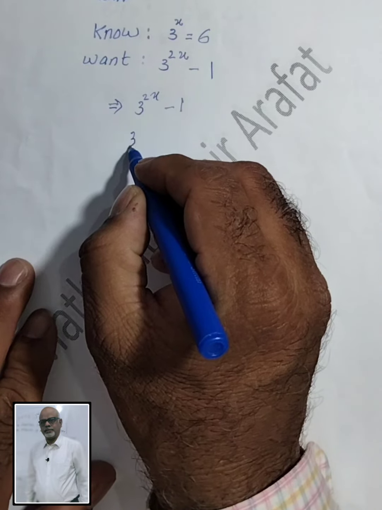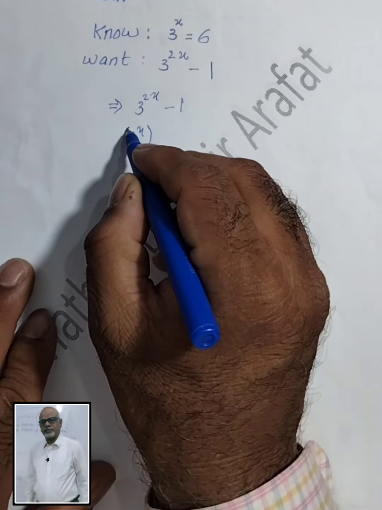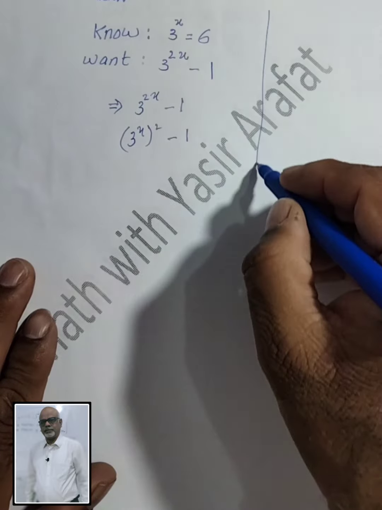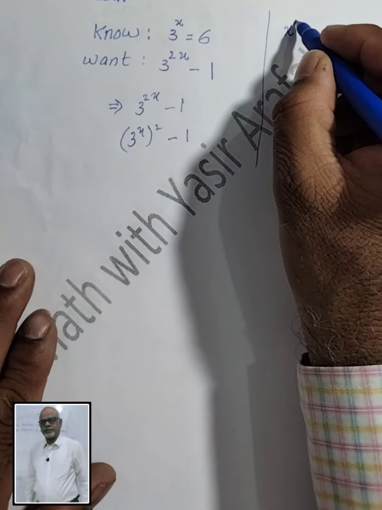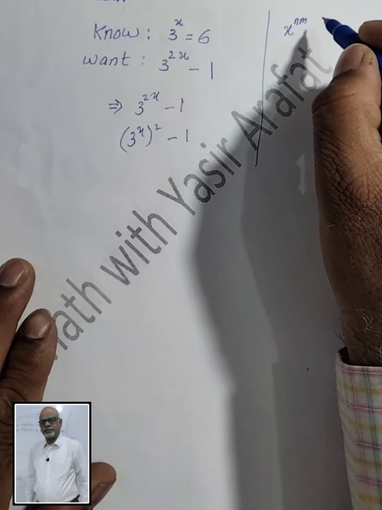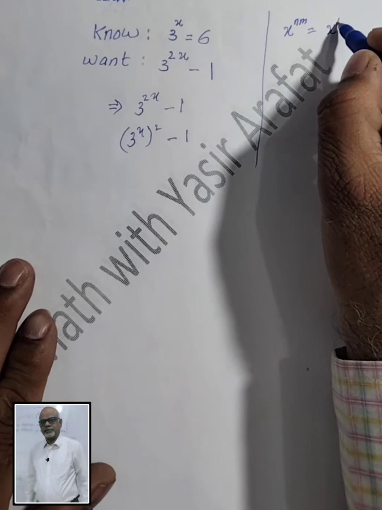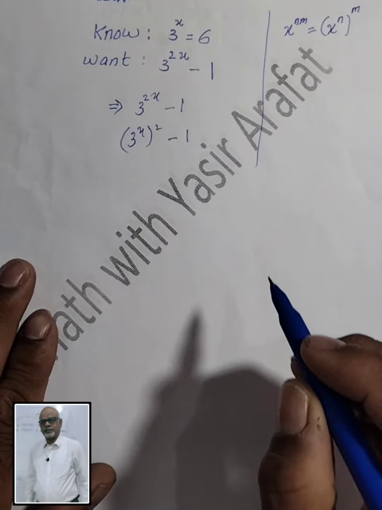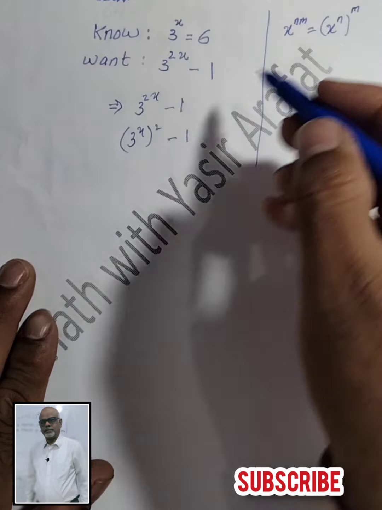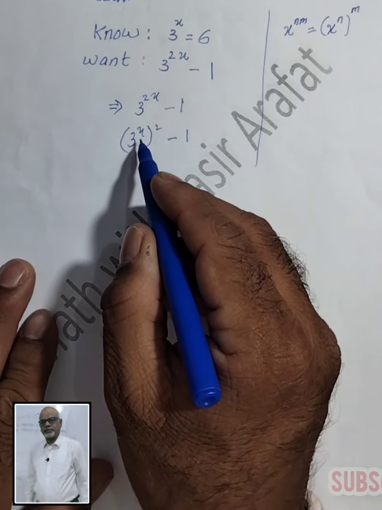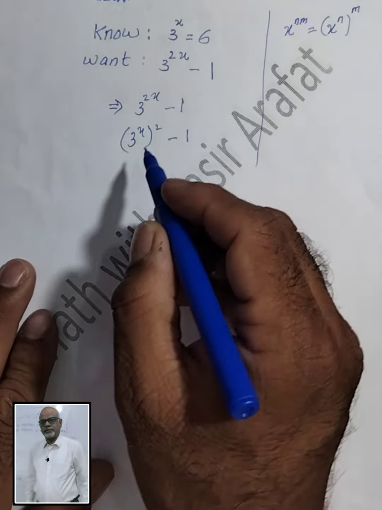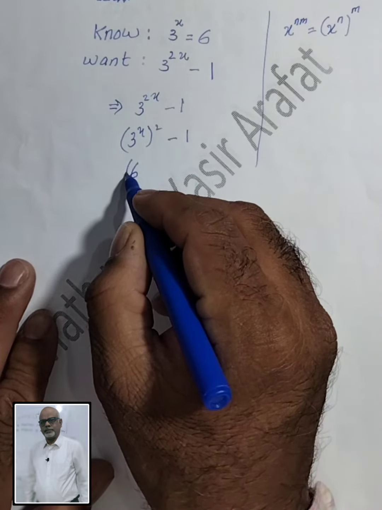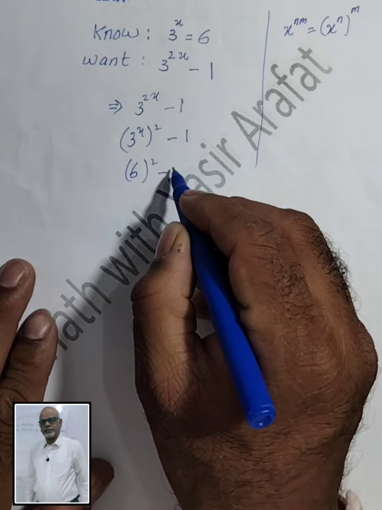We can write here 3 power x to the whole power 2, because if we have x power n to the power m, it can be written in this form: x power n, whole power m. So here we have to apply this rule. This is 3 power x to the whole power 2, and what is the value of 3 power x? 3 power x is equal to 6. So this is 6 square minus 1.